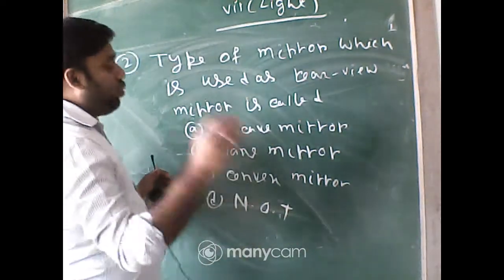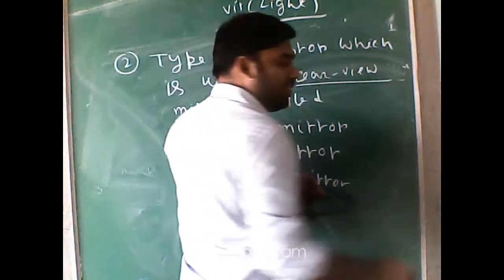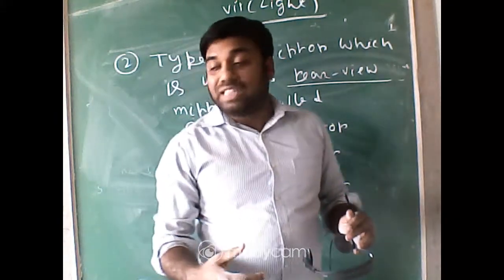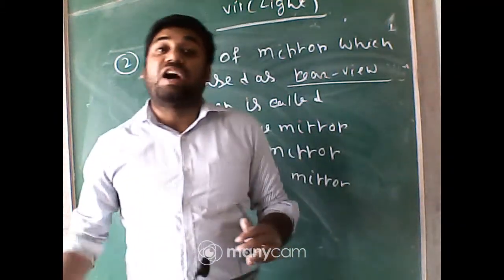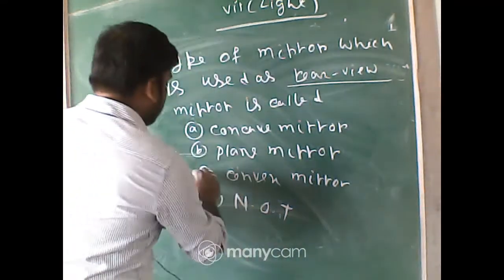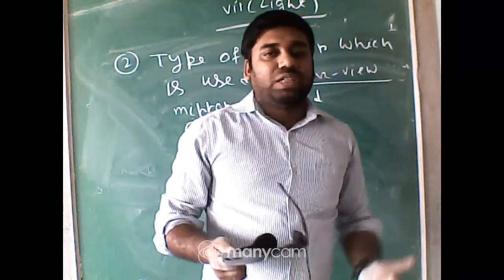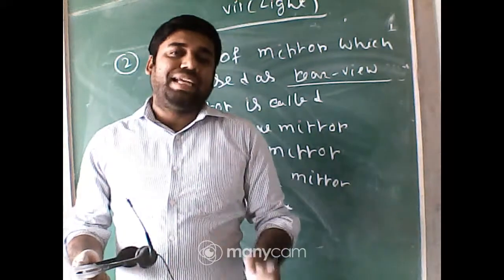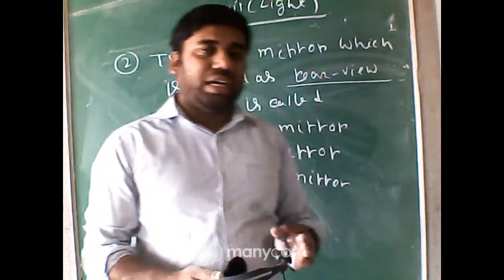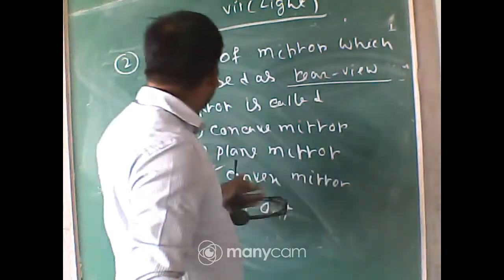Students, it's very much important also for the exam: a rear view mirror is what we use in a car for watching behind, how many objects are there and how far they are. That mirror is obviously a convex mirror. If you ask it in another way, tell me one use of convex mirror, you can easily say we use convex mirror as a rear view mirror. Okay, so that is question number 2.